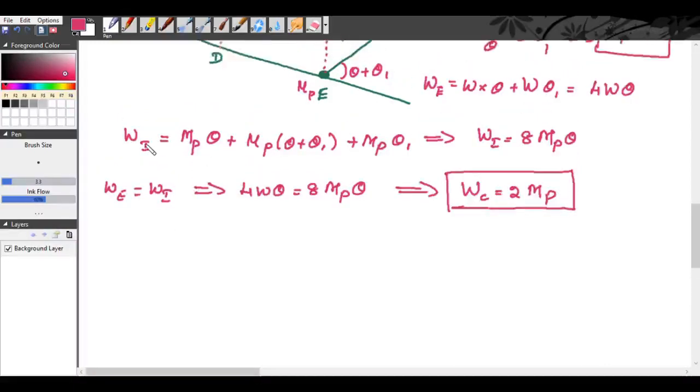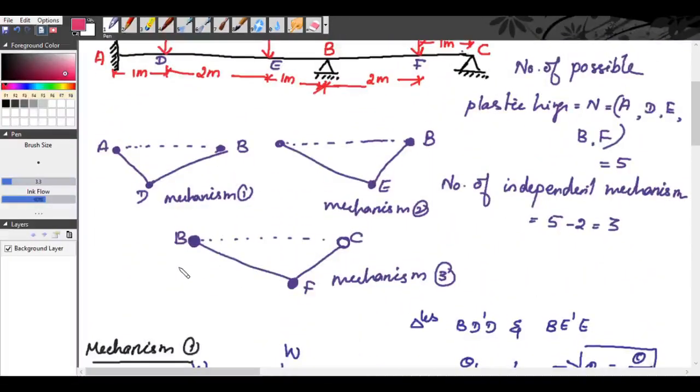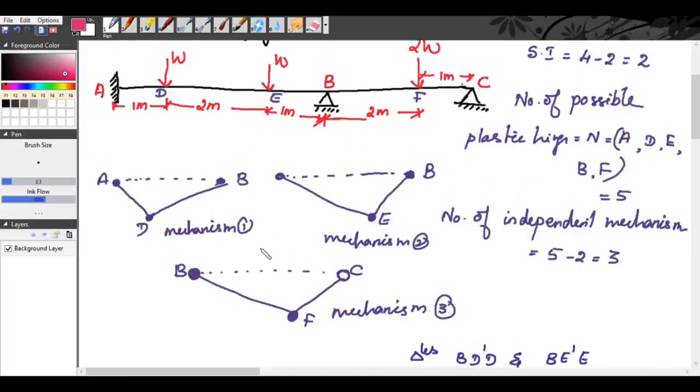Now we will move on to our mechanism 3. We have one more mechanism, that is mechanism 3. So moving to mechanism 3, you know how the third mechanism is formed, right? So this is our third mechanism. You have hinges at B and F. In the span BC, you will have hinges at B and F. Because B is intermediate support, it should be considered as fixed support. C is a simple support. You will not have any plastic hinge. You will have only mechanical hinge. There is a 2W concentrated load acting at a distance of 1 meter from C.